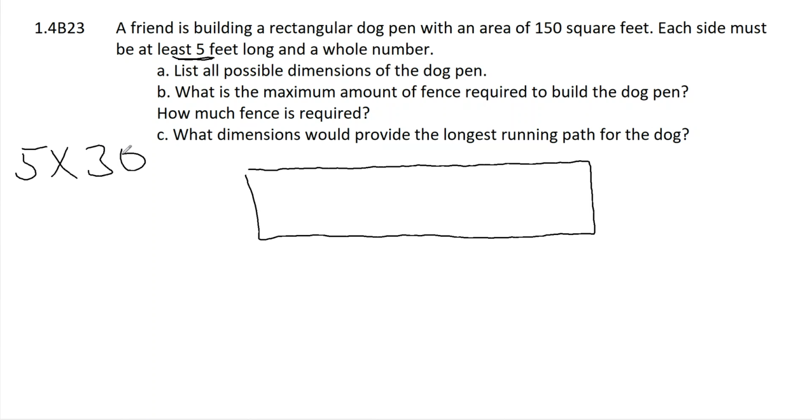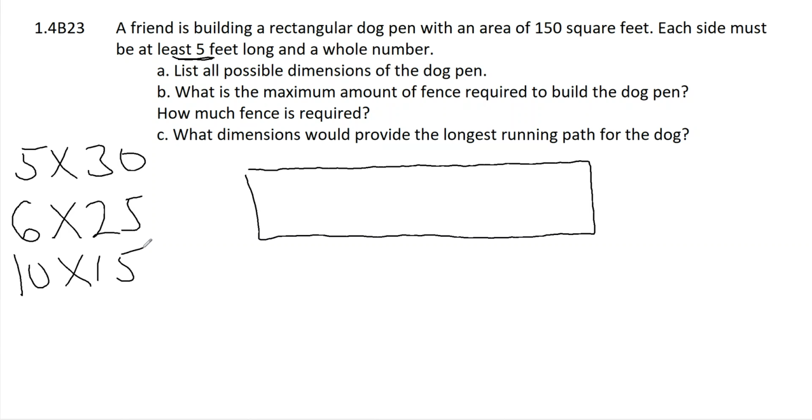Will 6 work? We could try that. 6 times what would possibly be 150? So if we go 6 times 25, that would also equal 150. 7 won't work, 8 won't work, 9 won't work, 10 will work. We could have a 10 by 15. Those are all the possible factor pairs that would work.